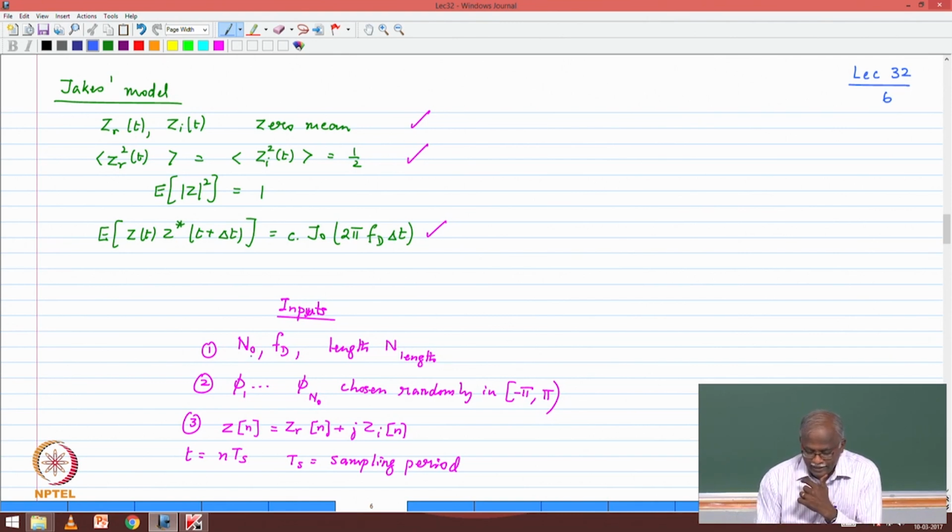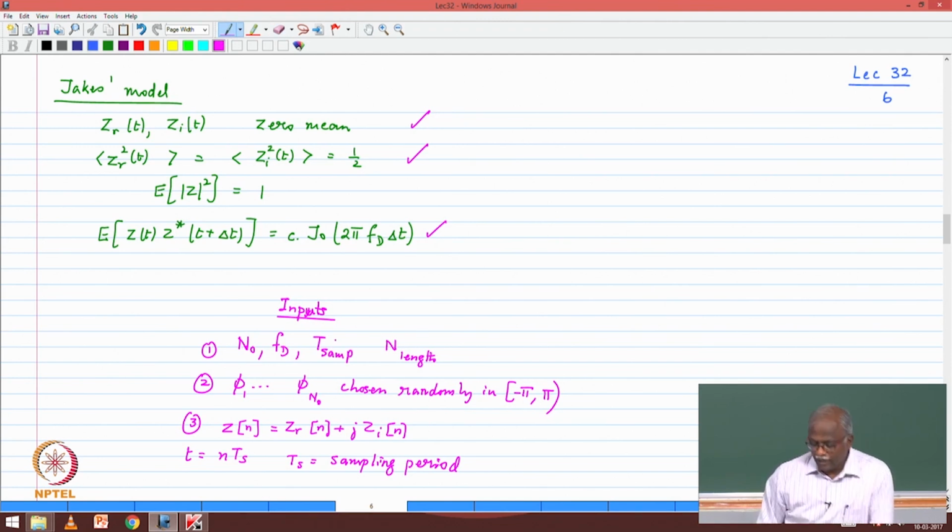What we specify is the Doppler frequency, the sampling frequency, and also the number of oscillators that we are going to use. This is not length, this is the sampling frequency.